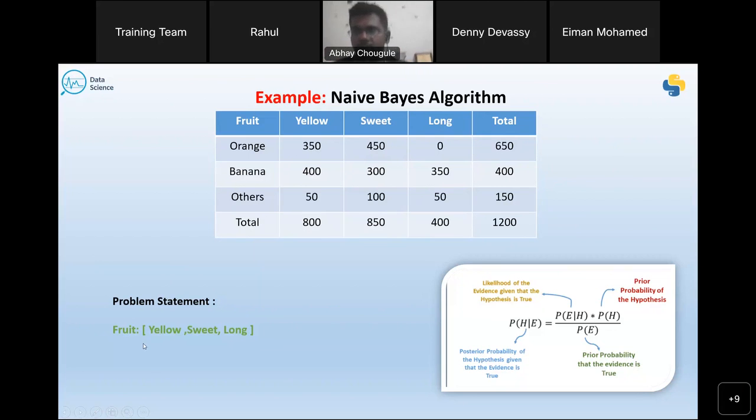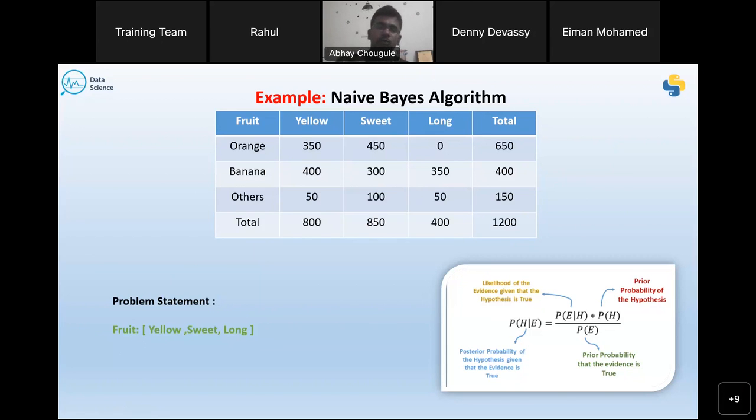We are going to find out the fruit here. Which fruit means already they have given. We have to find out the fruit that is yellow, sweet, and long. Okay, we are going to find a fruit that is yellow, sweet, and long.